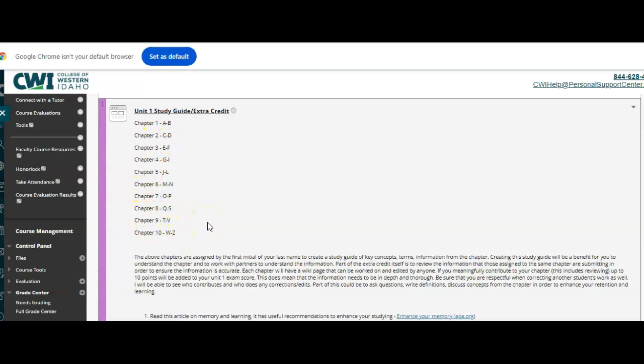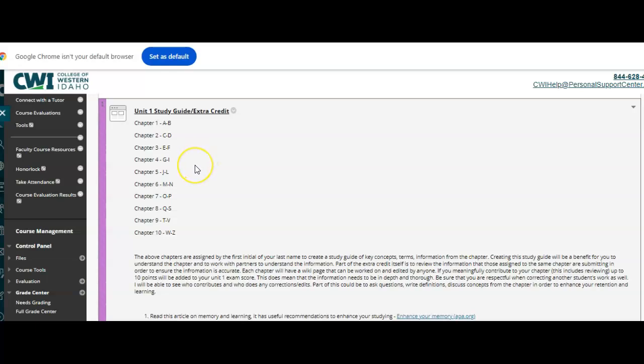You'll want to identify which section is yours based on the first initial of your last name. If you have 2 names or a hyphenated last name, you can choose which one you will use. Someone will create a wiki and contribute meaningfully. This means reviewing the chapter, creating practice questions, reviewing important definitions, dates, etc.